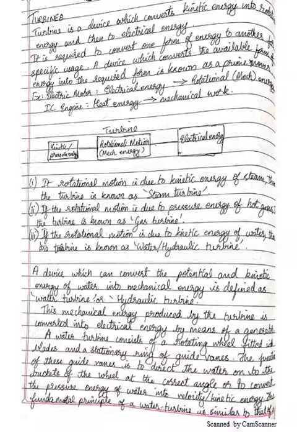And the third one is if the rotational motion is caused by water, then it's called a water or hydraulic turbine. So a device which can convert potential and kinetic energy of water into mechanical energy, as I said, is a water turbine or hydraulic turbine. And this is what we'll be mostly studying. So let's move to the constituent parts of a water turbine.